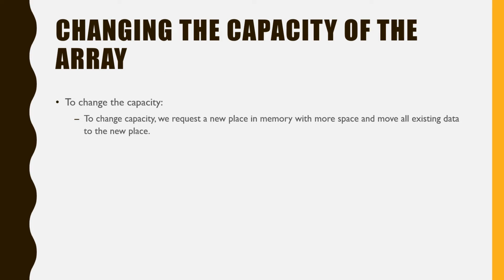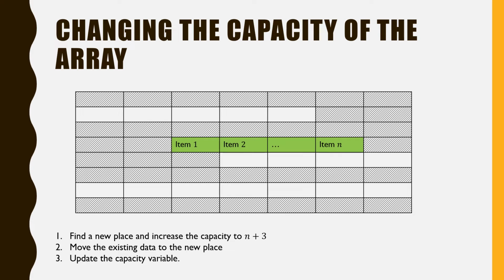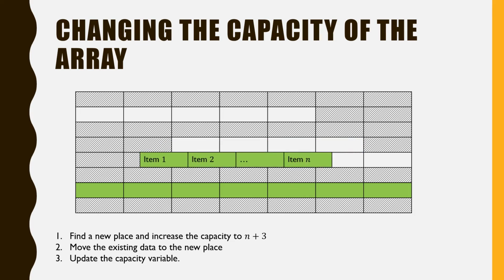Now, let's move on to the discussion of changing the capacity. What we need to do is simple. We request a new place with more free space, move the existing data to the new place, and update the capacity variable. For example, in step 1, we find the new place with n plus 3 memory blocks. In step 2, we move the data. And in step 3, we update the capacity variable.